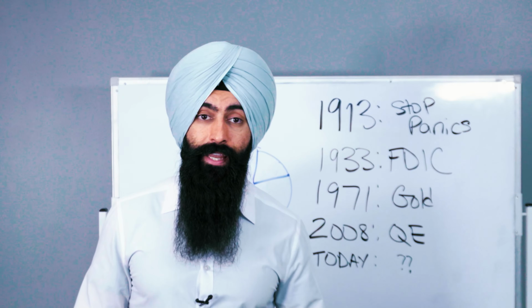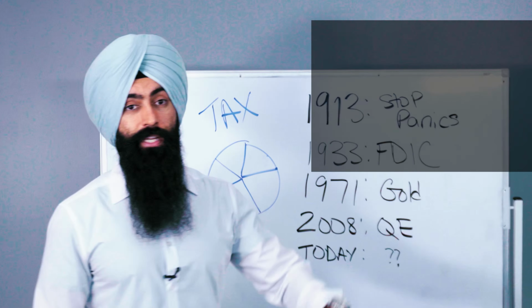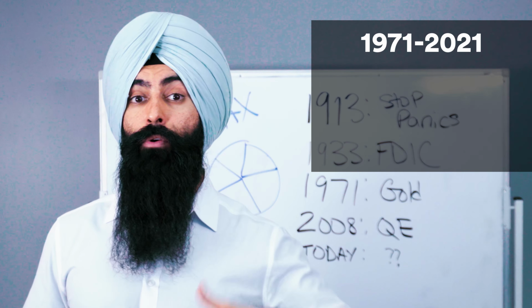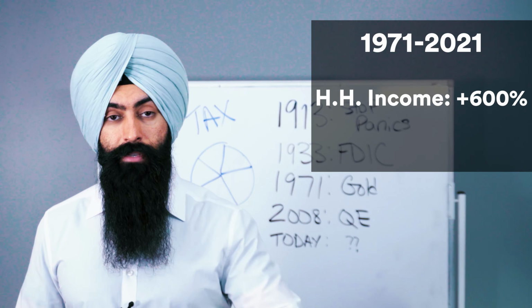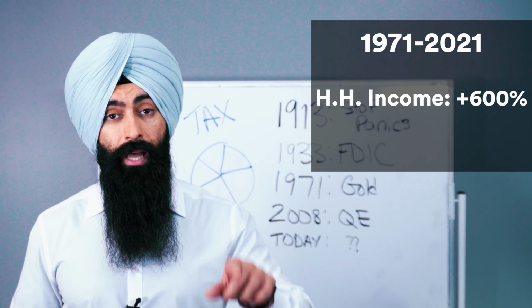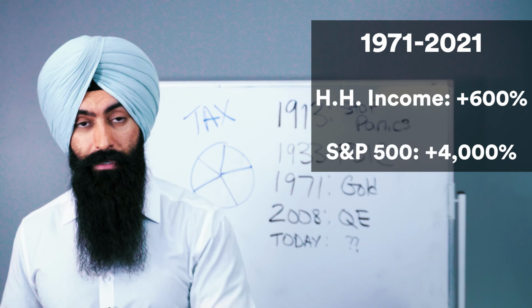And if you say, well, that's just because of the pandemic. Well, let's go back 5 decades. Between 1971 and 2021, household income has increased by around 600%. But over the same time, the S&P 500, the stock market, has grown by around 4,000%.